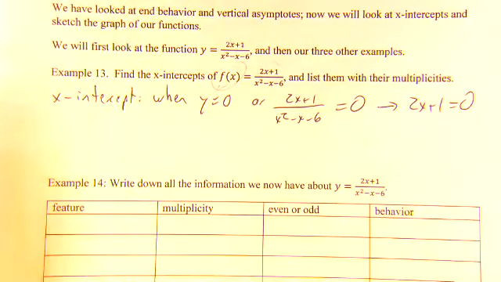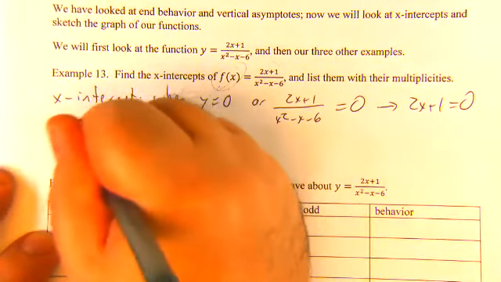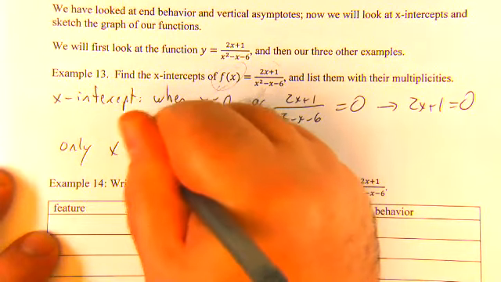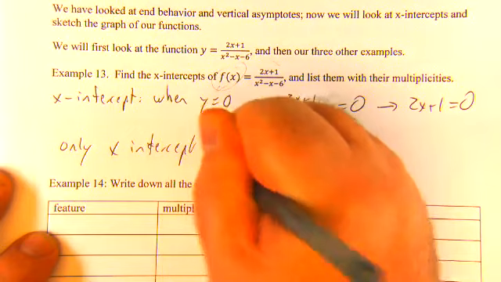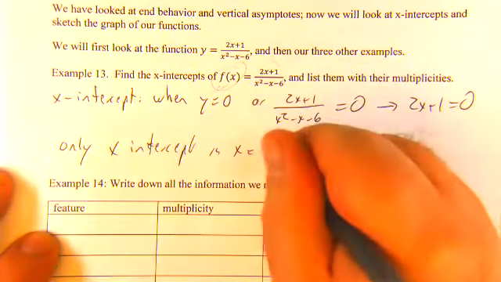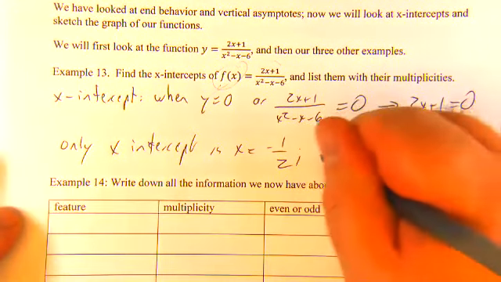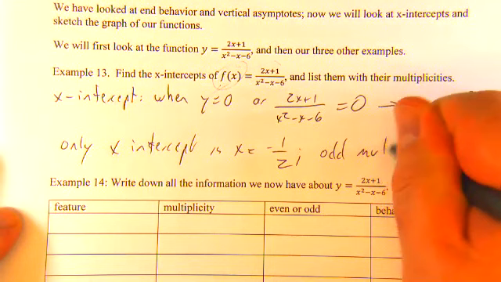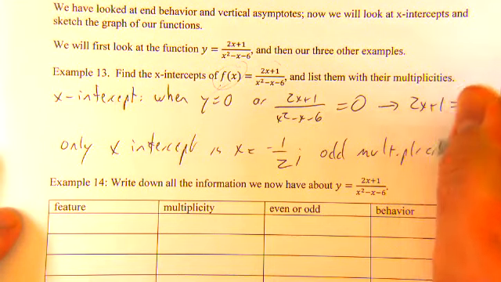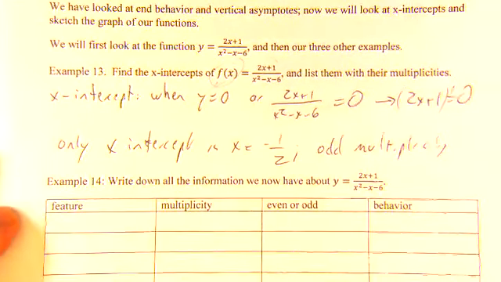This becomes that. So the x-intercepts are when you take the top of the fraction of the rational function, set that equal to 0 and solve it. So our only x-intercept is, solve this for x, which is x equals minus 1/2. Remember that it's an odd multiplicity because the factor we're dealing with, that's to the first power.